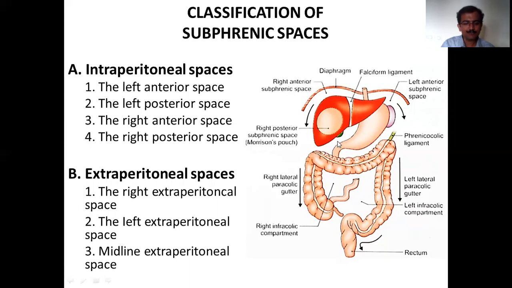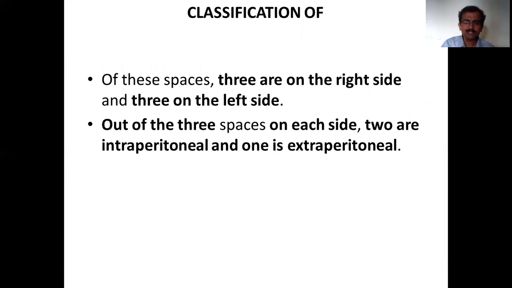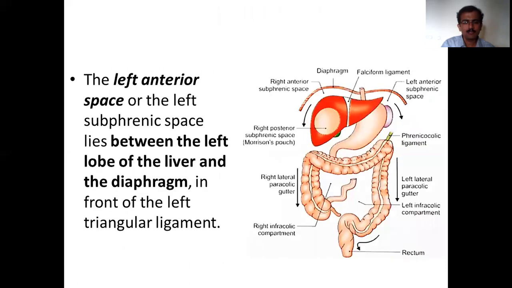And the extraperitoneal spaces: the right extraperitoneal space, the left extraperitoneal space, and the midline extraperitoneal space are situated outside the peritoneal cavity. These are in the supracolic compartment. Of these spaces, what I just told you is that there are three on the right side and three on the left side. Out of the three on each side, two are intraperitoneal, one is extraperitoneal. Now we study each of these subphrenic spaces a little bit in detail.